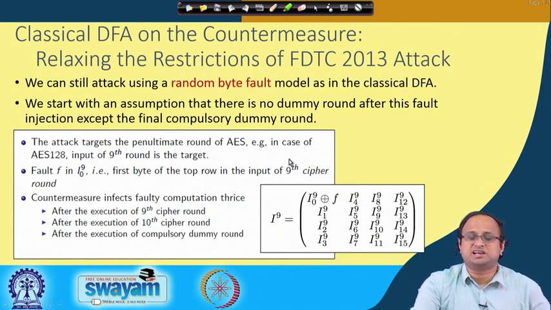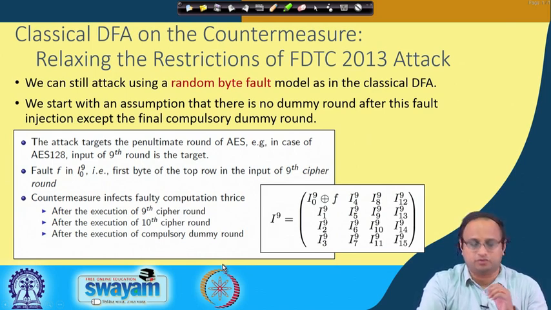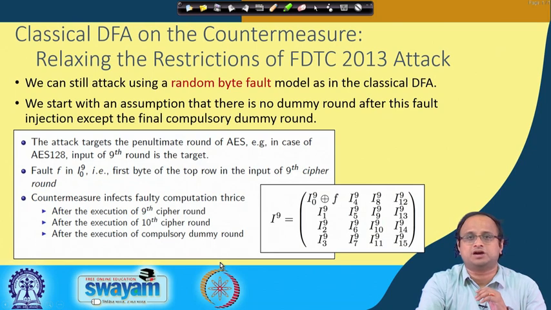But again, as we discussed, this particular attack requires a constant fault model, and therefore we expect the assumption that every time you repeat the fault, it is a constant fault. However, what we would probably like to do is apply the classical DFA on this countermeasure, where we assume that the fault is a random byte fault.